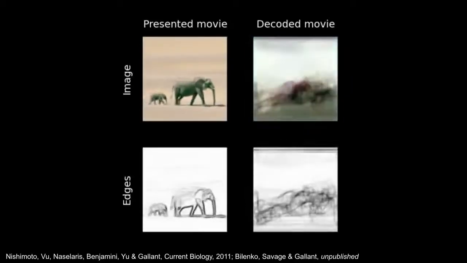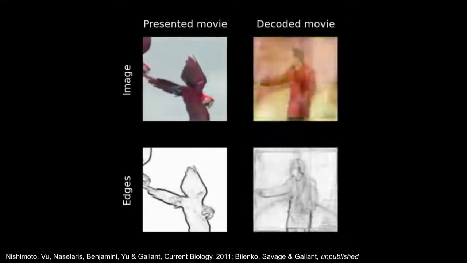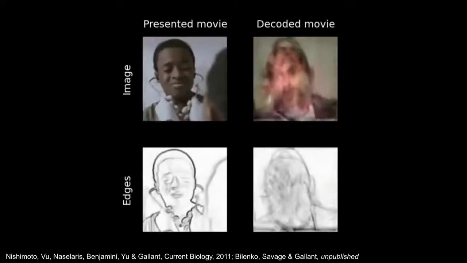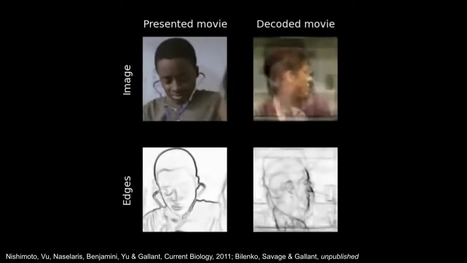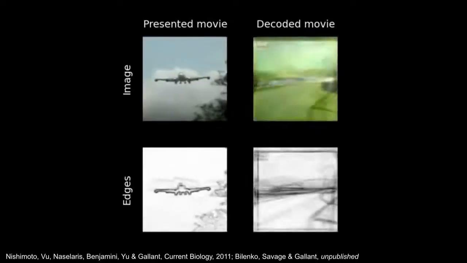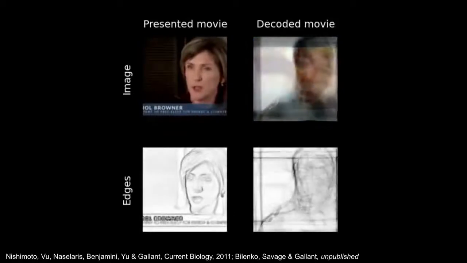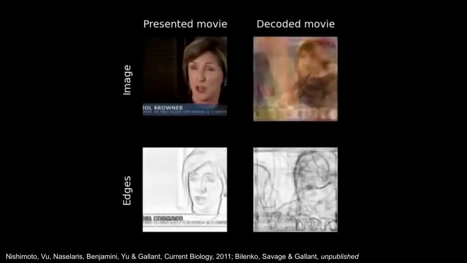On the upper left is the movie we showed to subjects. On the upper right is information we're decoding from primary visual cortex. And the bottom two photos show you the edge maps. These should correspond well because we know that this part of the brain represents edges.